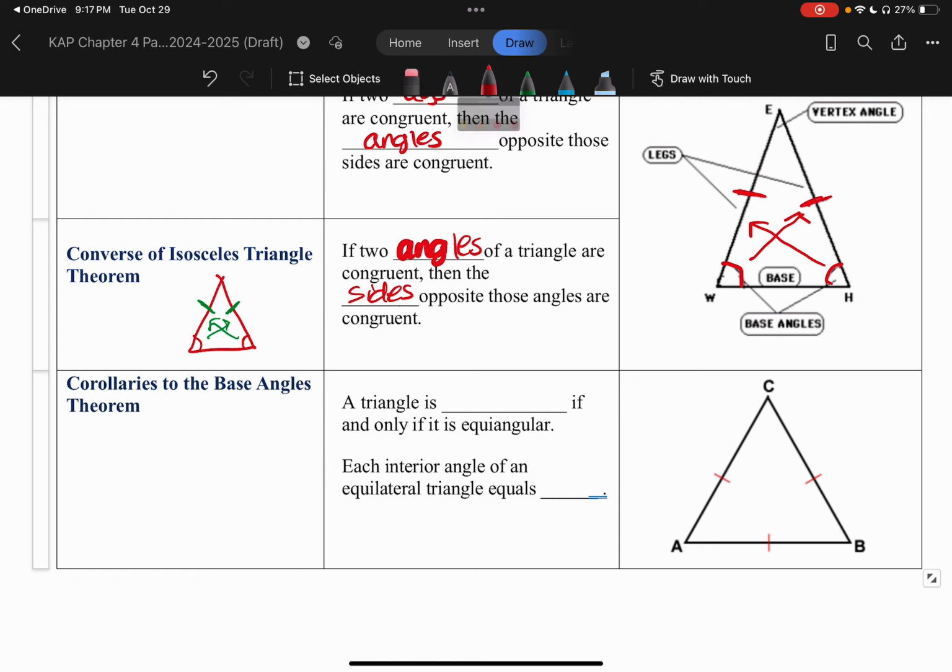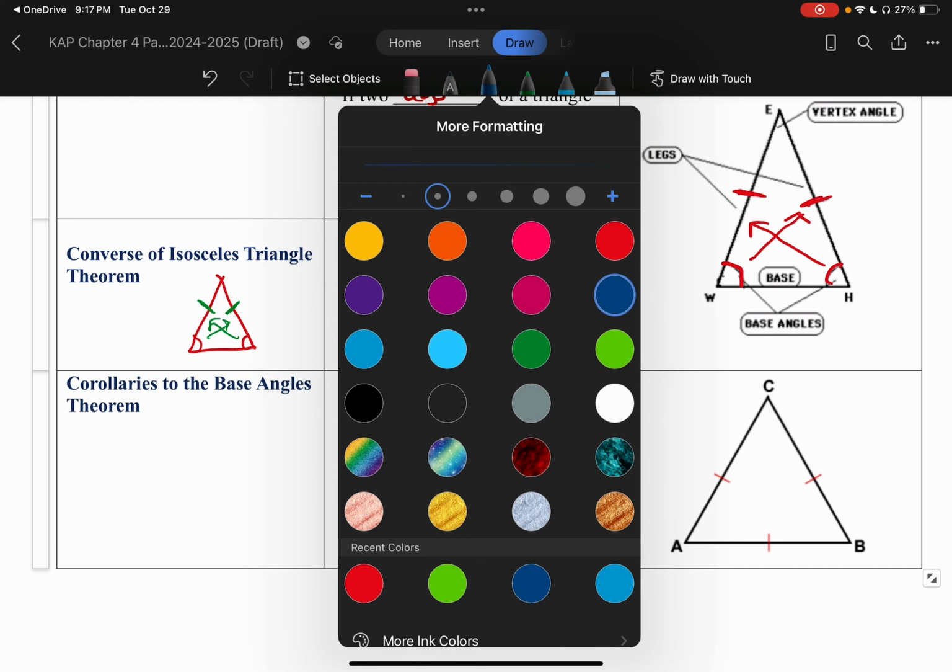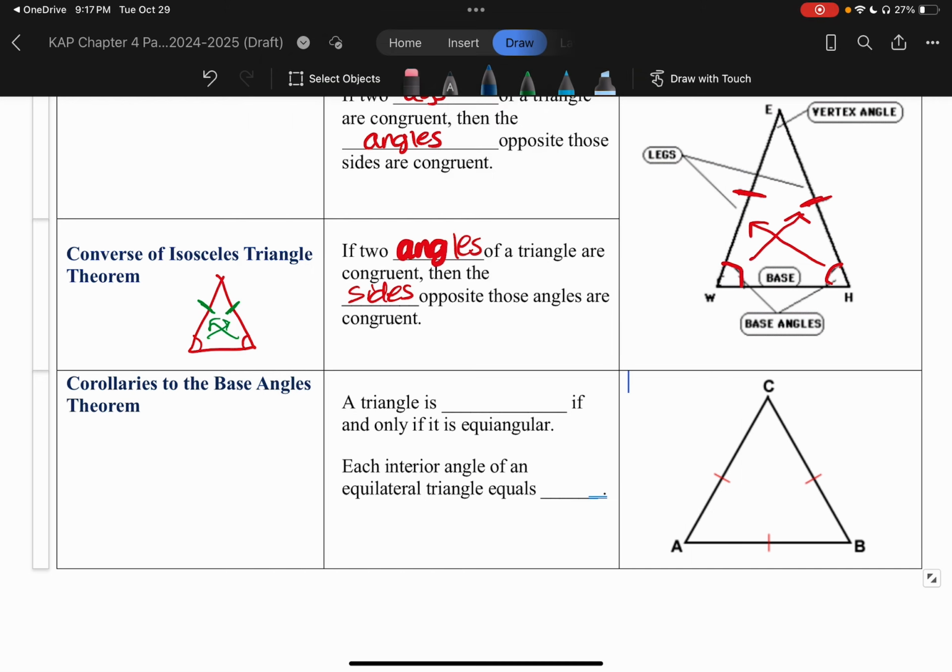Then we have something known as the corollary to the base angles theorem. This is something we already talked about earlier. It states that a triangle is equilateral if and only if it is equiangular. What we've talked about already is that if it's equilateral, then it's equiangular, meaning that each angle is going to be congruent, and we already know that each angle is going to have to measure 60 degrees if these three are going to add up to 180. And that's what this last blank is: each interior angle of an equilateral triangle equals 60 degrees.